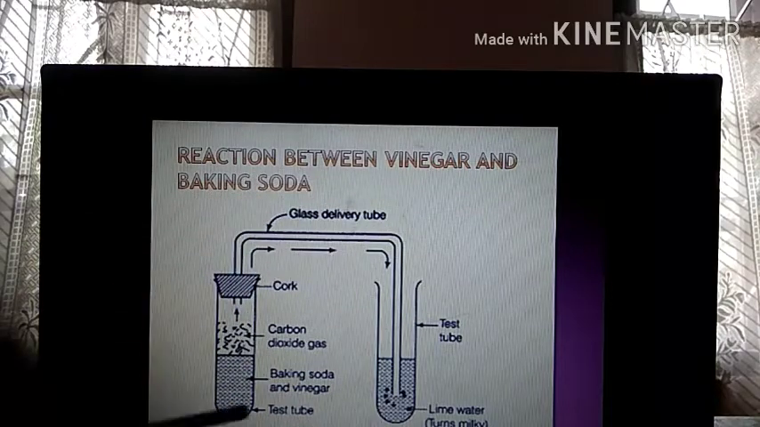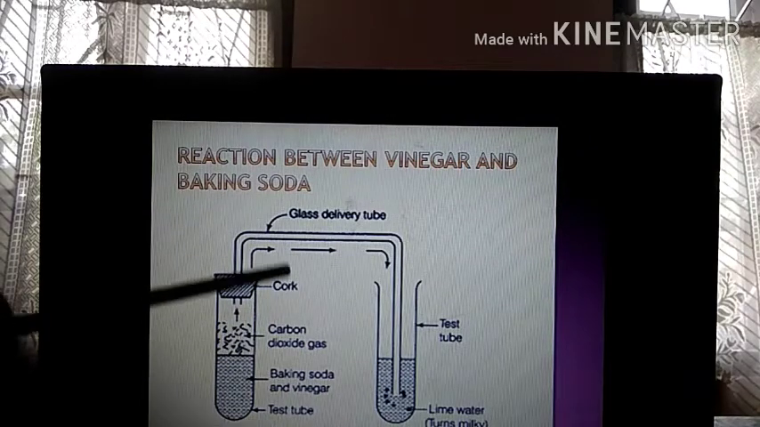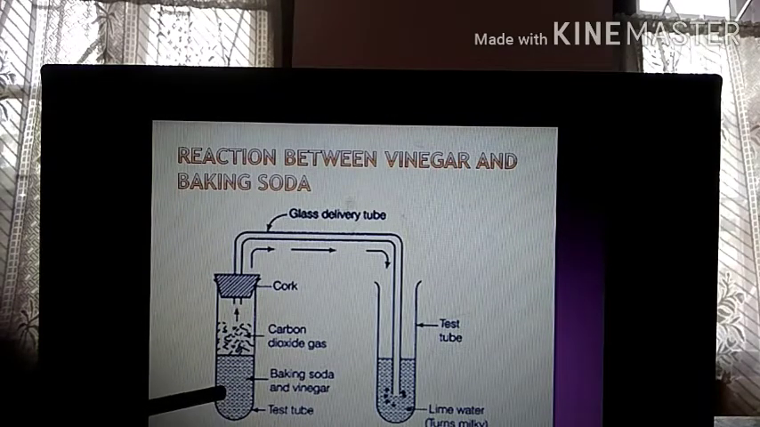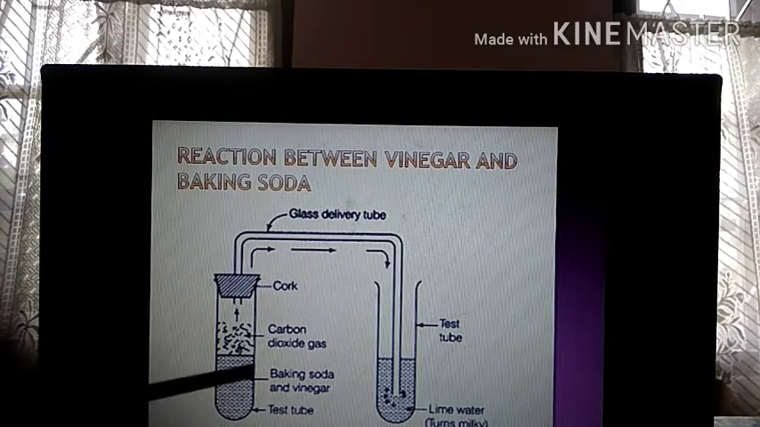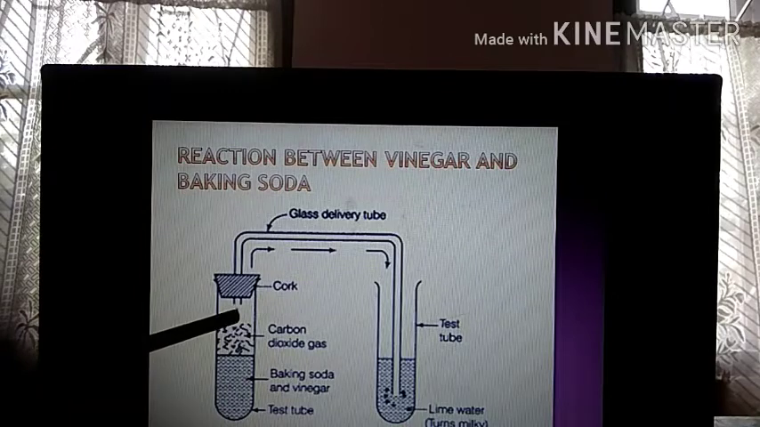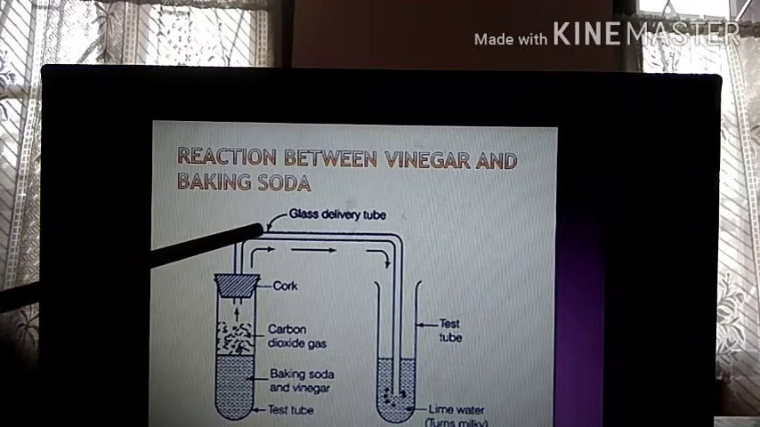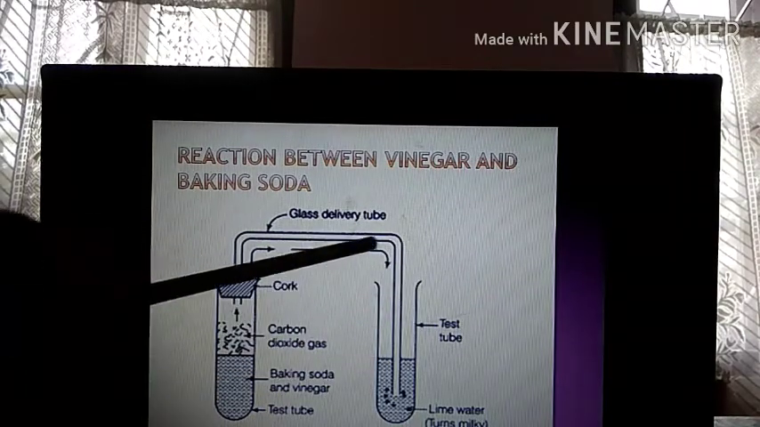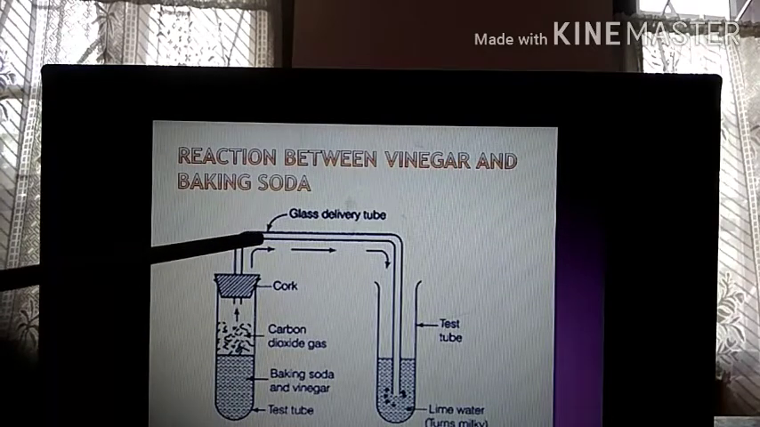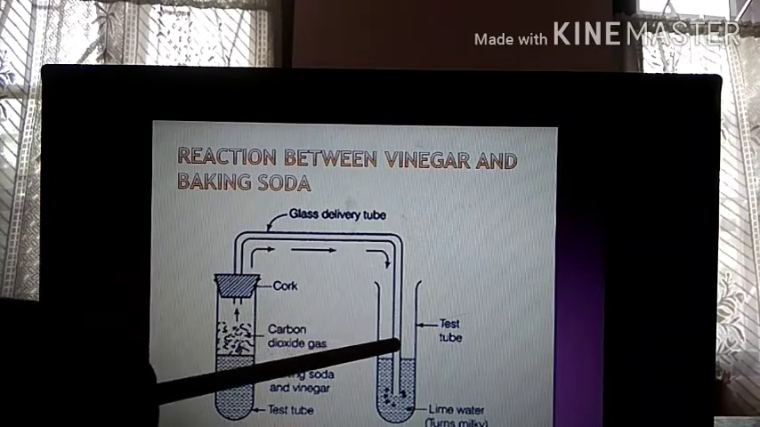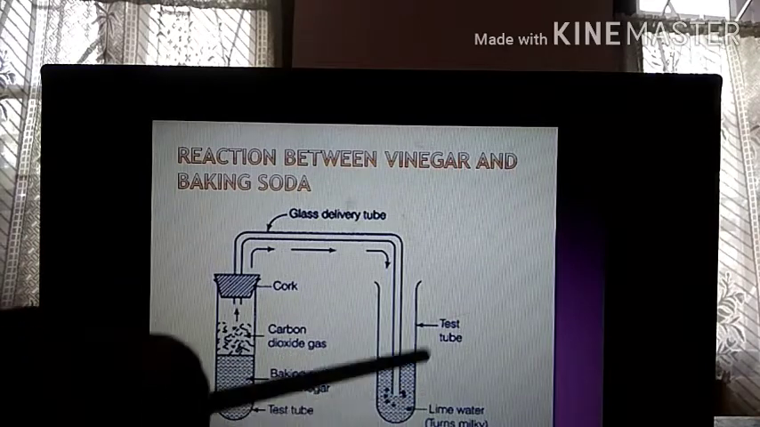So this is actually the setup. In the lab you have this setup, but now I cannot show you. So in this test tube, what do you have? You have vinegar and baking soda, some teaspoonfuls of vinegar and a pinch of baking soda. Whenever you mix, what gas is formed? Carbon dioxide gas. Now this carbon dioxide gas, can you see this pipe? This is called the bent tube or glass delivery tube. From here, the gas will come and go into this solution. What is this? This is the lime water.